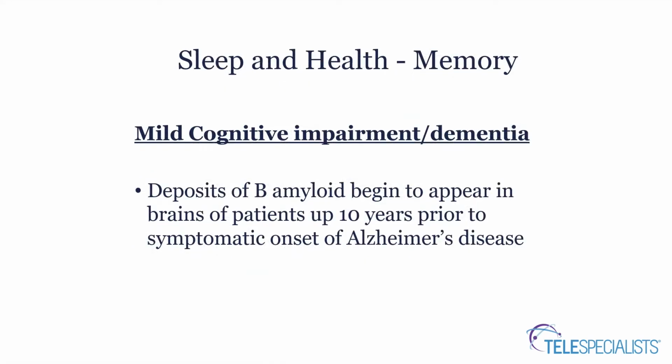Okay, so this is memory. This is the first thing we mentioned in the importance of sleep. And we know that obstructive sleep apnea, untreated, can be a risk factor for dementia or mild cognitive impairment. Deposits of beta amyloid begin to appear in the brains of patients up to 10 years prior to symptomatic onset of Alzheimer's disease. Beta amyloid is reduced during sleep by the glymphatic system. When this does not occur properly, beta amyloid can build up and cause plaques, which are characteristic of Alzheimer's disease. So this means we need good sleep to clear out some of the plaques that build up over time in our brains. And if we don't have good sleep, this process is not going to be optimized.